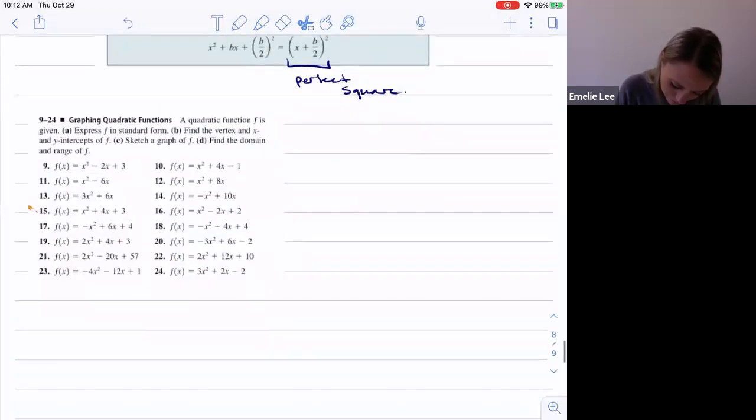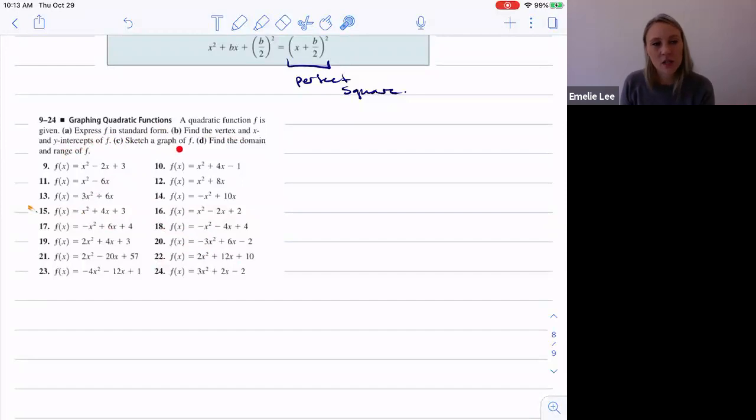So what we have to do is, we're given some sort of quadratic function. First thing we're going to do is express f in standard form. So that's where we have to get into completing the square, and that's where we're going to see how that works. Then we're going to find the vertex and the x and the y-intercepts of f.